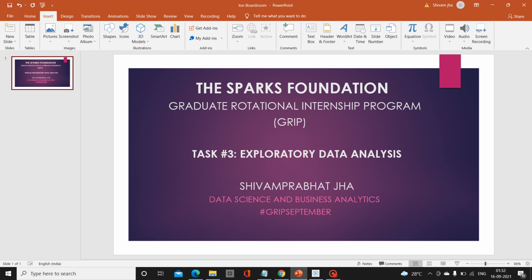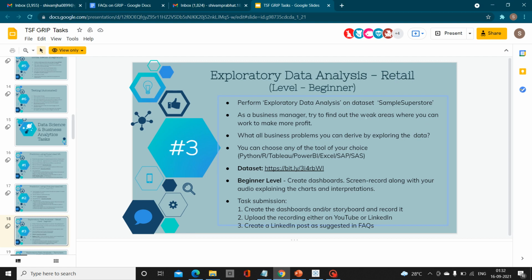I have completed the third task. The title of the task is Exploratory Data Analysis, and in the given task we have to perform exploratory data analysis on the dataset SampleSuperstore. As a business manager, we have to find out the weak areas where we can work to make more profit. Also, we have to find the business problems which we can derive while exploring the dataset.